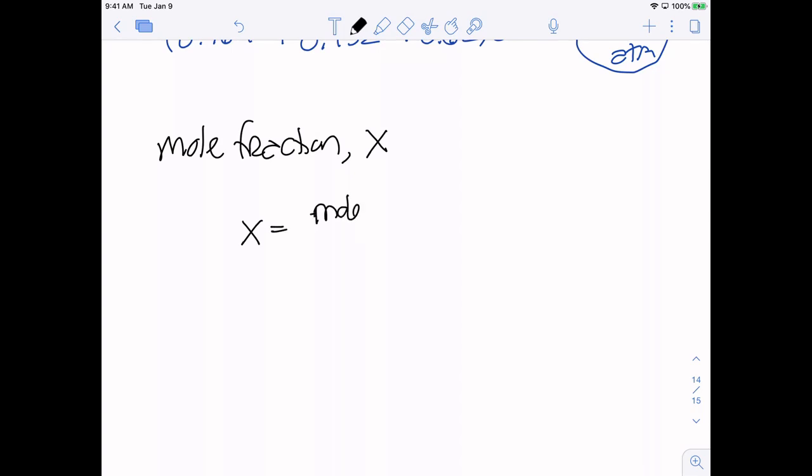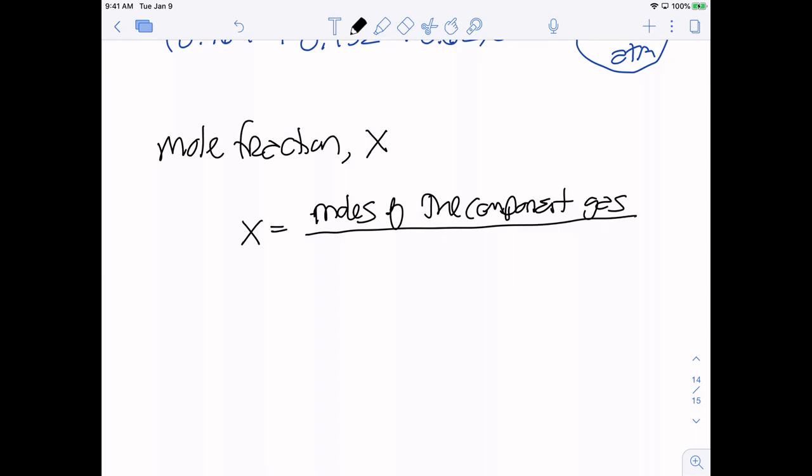I do want to talk a little bit about mole fractions, and then we're going to actually relate that to Dalton's law. So mole fraction is actually another unit of concentration. We talked about molarity as a unit of concentration in chapter 7, right? The number of moles of solute I have per liter of solution. Mole fraction is another way we can express concentration. Our symbol for mole fraction is an X, and X is equal to the moles of the component gas divided by the total number of moles.